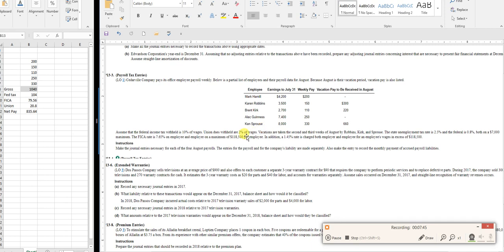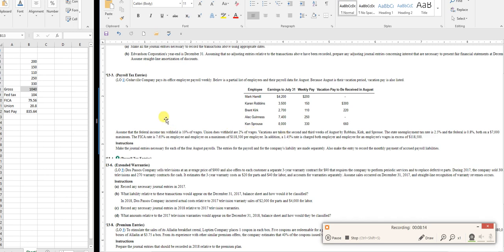If they did, let's say they were at $118,400. If this guy had $118,400, I would only compute the other $100 at 0.0765, and 1.45% on all of it.